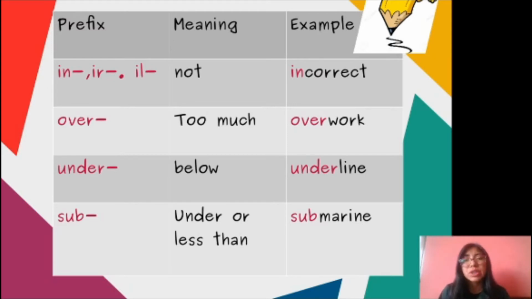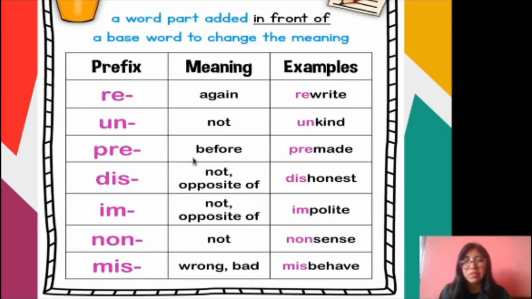We have some changes, okay? Tenemos algunos cambios. For example, in this case, we have a verb, okay? And with the prefix, we conserve the verb. Conservamos el verbo, okay? But in other cases, as I said before, for example, in that we are going to change. Vamos a cambiar. Si es un verbo, se puede cambiar a un sustantivo, okay?